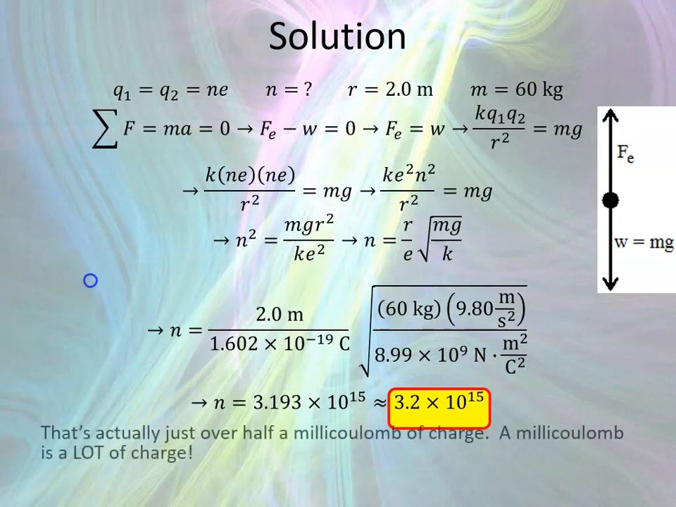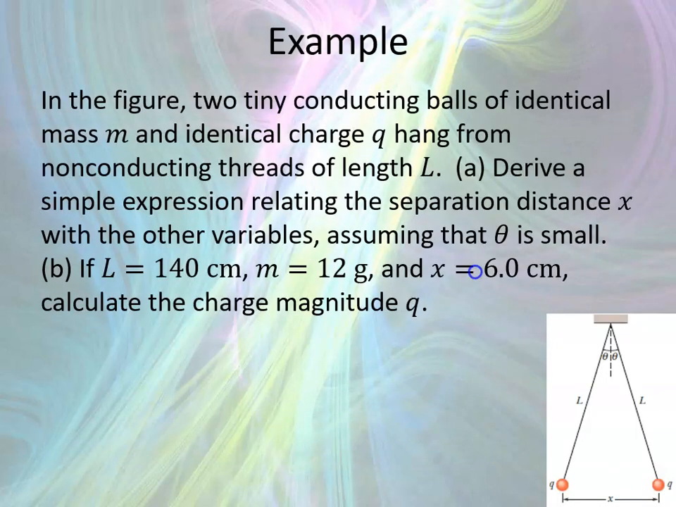In case you're curious how much charge that is, remember that the elementary charge is 1.6 times 10 to the minus 19 coulombs, so just multiply that number of coulombs by this number of elementary charges, and you find that it's just over half a millicoulomb. A millicoulomb is actually a really big amount of charge. When you're talking about doing things with Van de Graaff generators, you're usually talking about nanocoulombs or maybe fractions of microcoulombs. Let's look at another example.